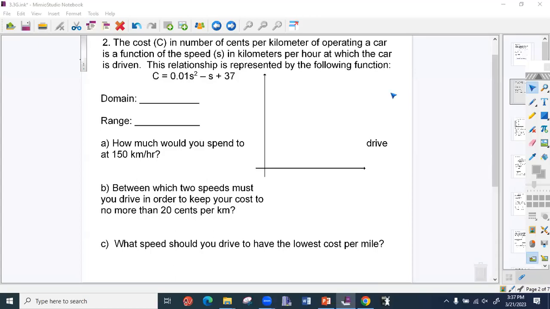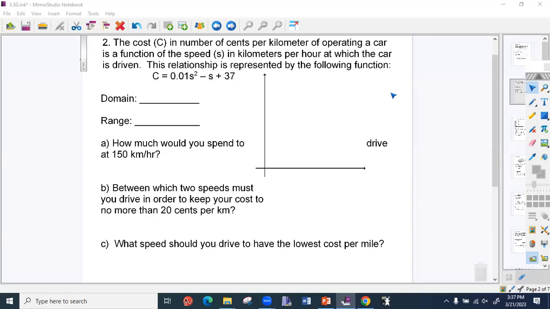Okay, so we are on the next question, correct? Yes. All right, so it says here, the cost C, in cents per kilometer, of operating a car is a function of the speed in kilometers per hour at which the car is driven. The relationship is represented by the following function: C equals 0.01 S squared minus S plus 37.